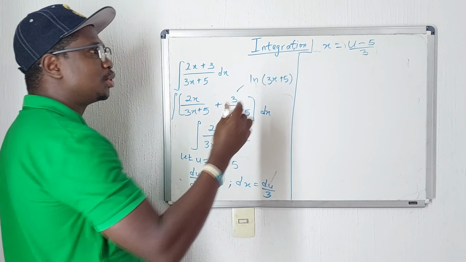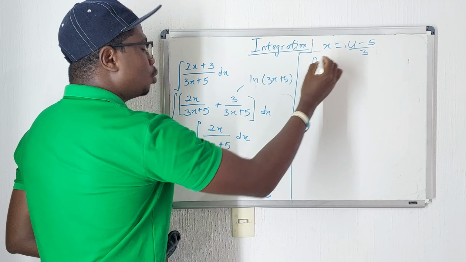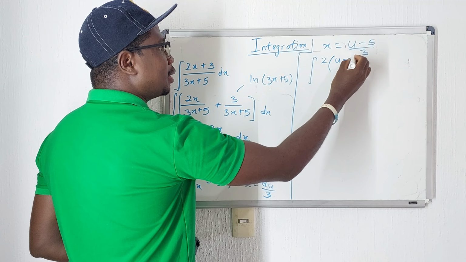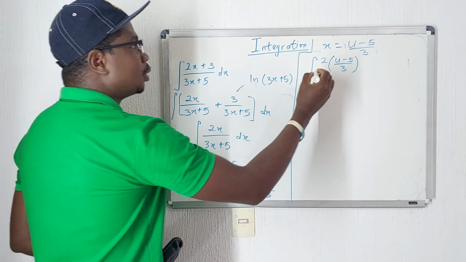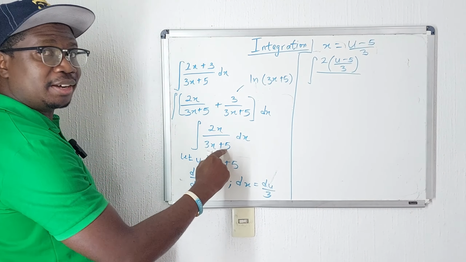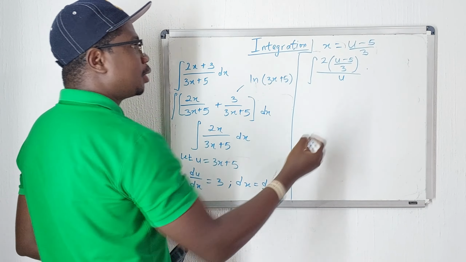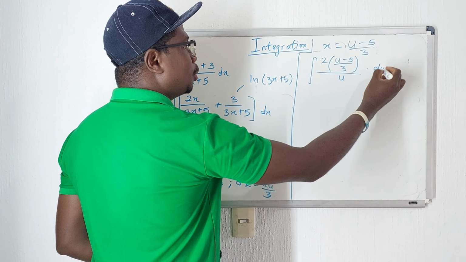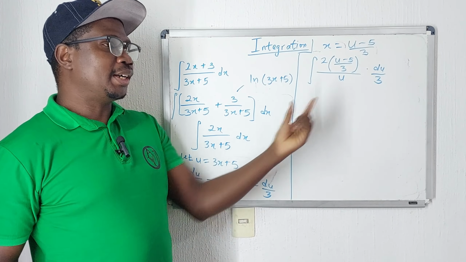I have to substitute. So I have the integral of 2, what is my x? Remember, this is my x: u minus 5 over 3, right? Over what? 3x plus 5 is my u. Dot, dx is what? du over 3. You can see now, I don't have any other x.